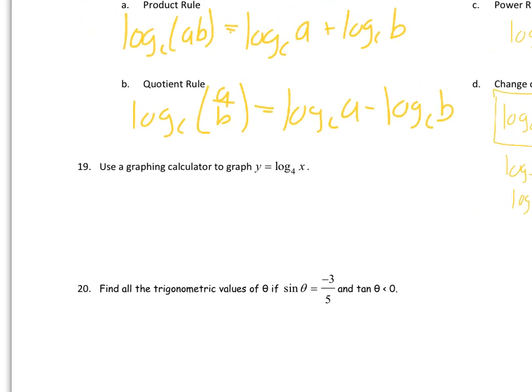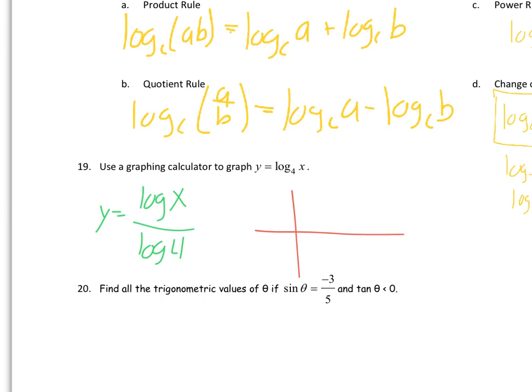Alright, so use a graphing calculator to graph this. So you need change of base to graph it. You're just going to graph it as y equals log base 10 of x over log base 10 of 4, and remember you don't write base 10 when it is base 10. It's just understood that it's there. Or you could use natural log of x over natural log of 4. And then in either case, your graph will look roughly like this.